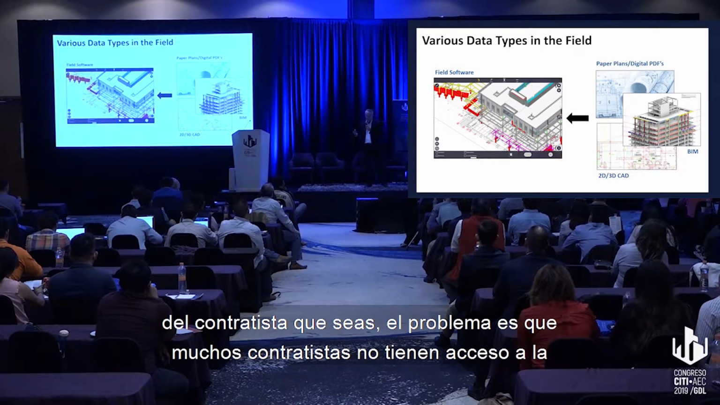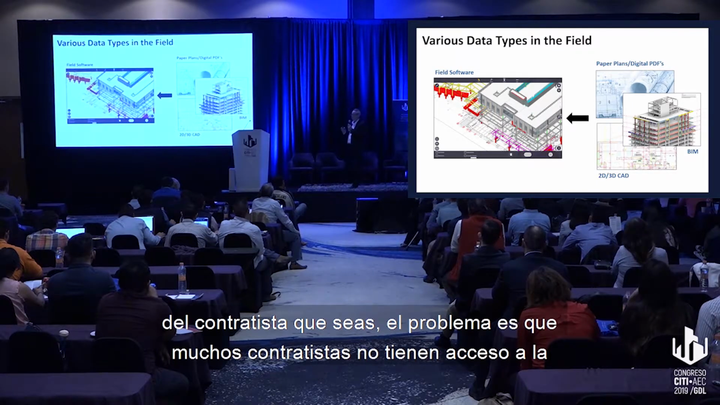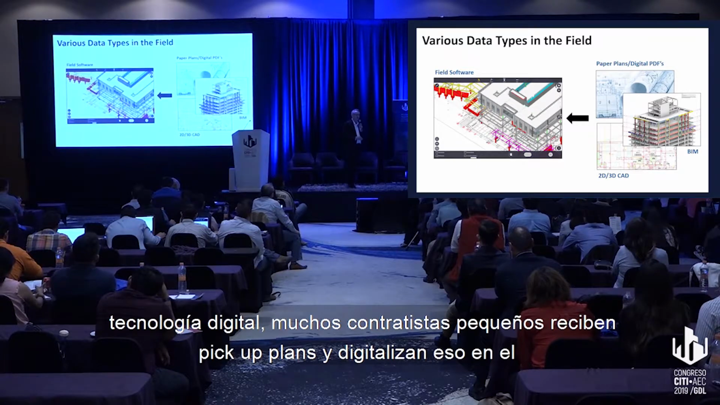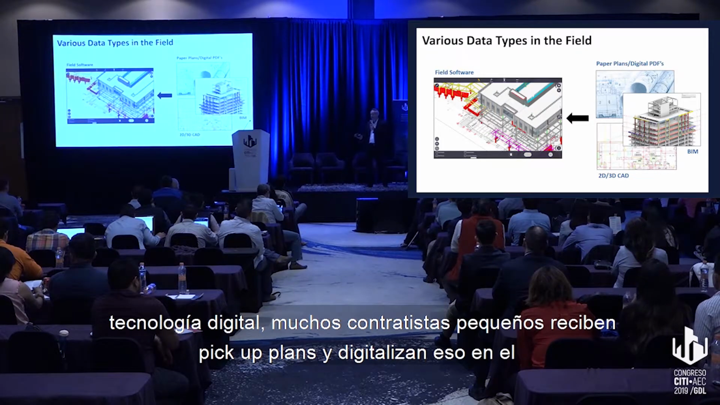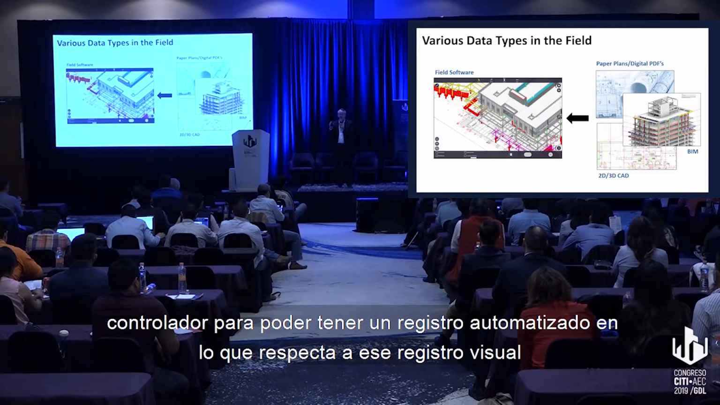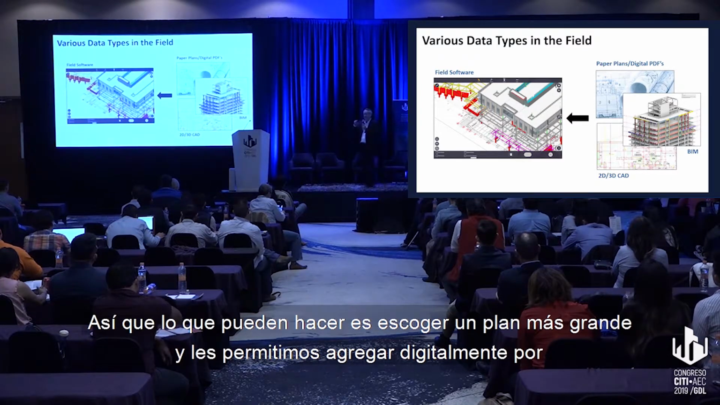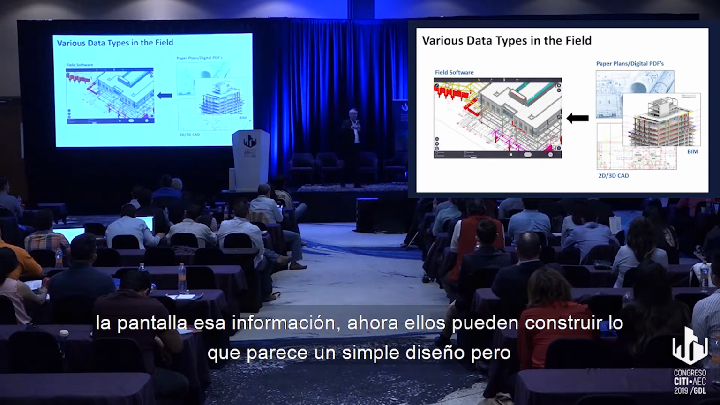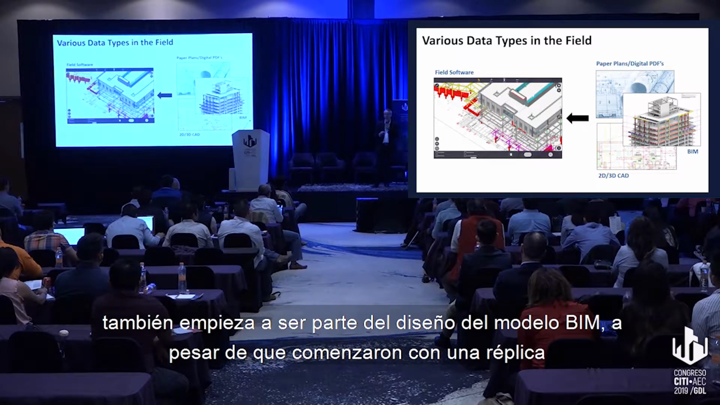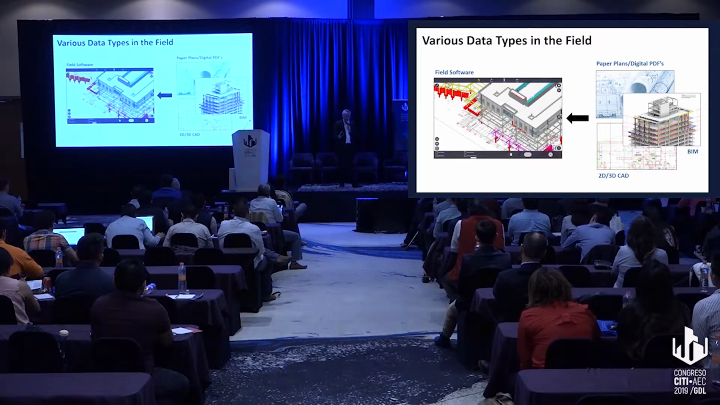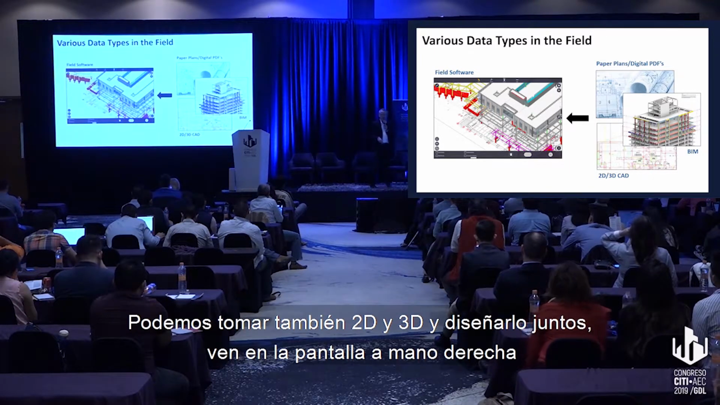contractor you are. One of the issues is that a lot of contractors don't have access to digital technology. Many smaller contractors are given paper plans and they don't have any way of digitizing that into the controller to be able to have it automated as far as that digital record is concerned. So what they can do is take the paper plan and we allow them to enter that information digitally on the screen. So now they start to build what might be a very simple layer, but it starts to become a layer in the BIM model as well, even though they started out with a paper replication of it.